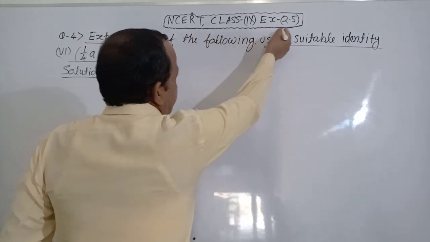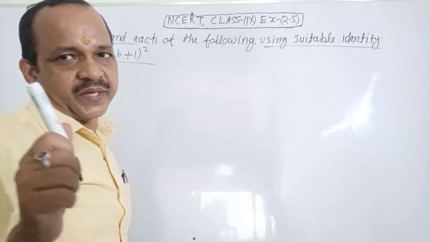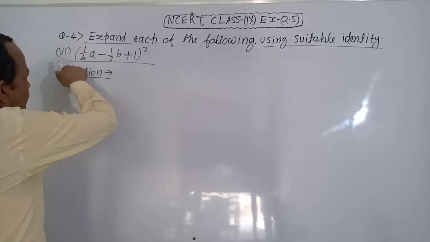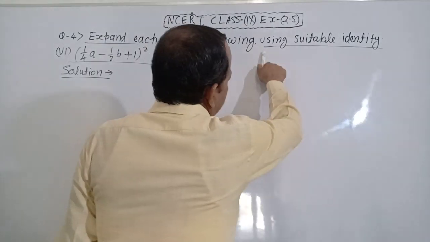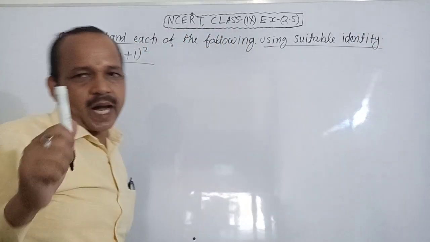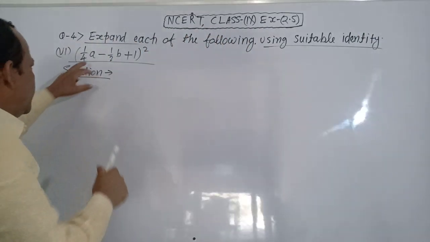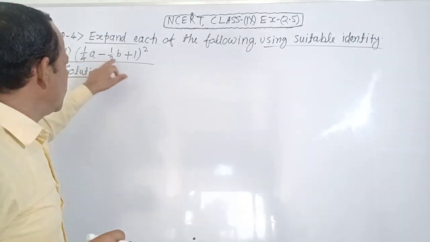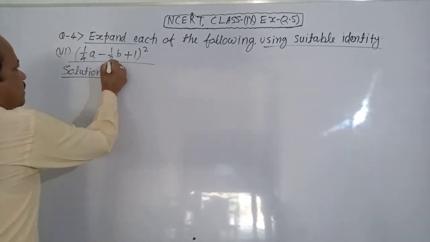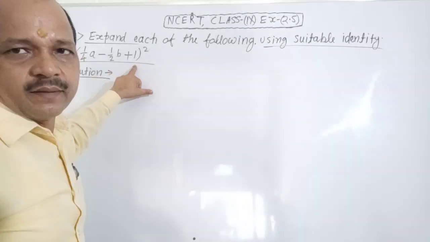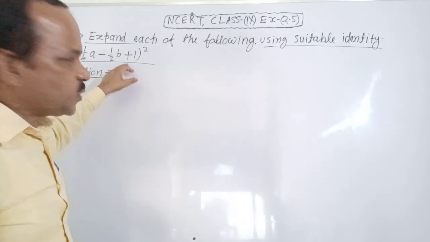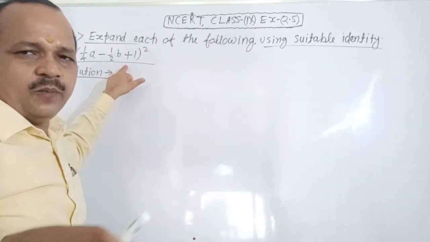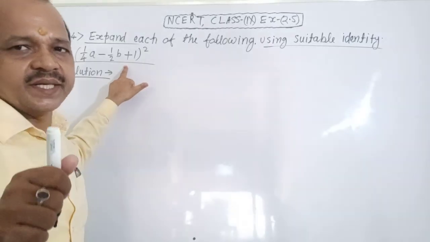See the NCERT class 9 exercise 2.5, question number 4 part 6. Expand each of the following using suitable identity. The question is (1/4a minus 1/2b plus 1) whole square. You expand it with the help of a suitable identity.